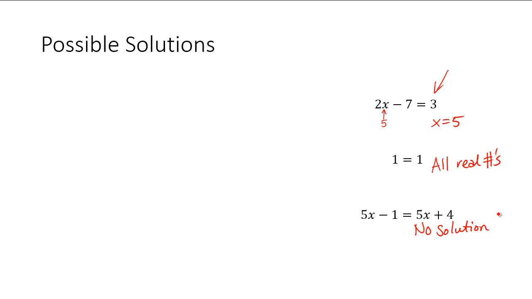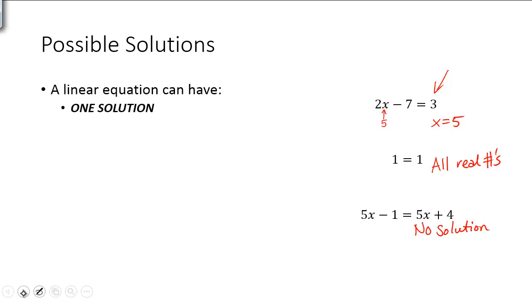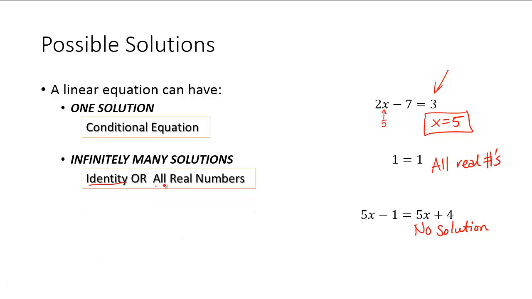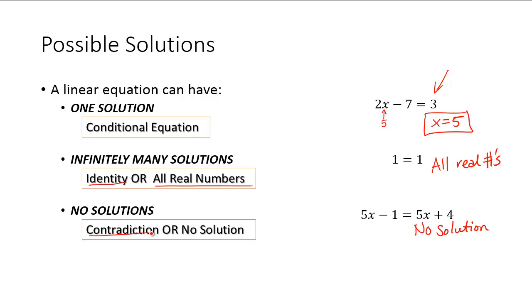So you can see that you have three possibilities. You either have one solution, and that's called a conditional equation. You would just answer the one solution. You can have infinitely many solutions, and you would answer either identity or all real numbers. Or you could have no solutions, which you could answer contradiction or no solution.